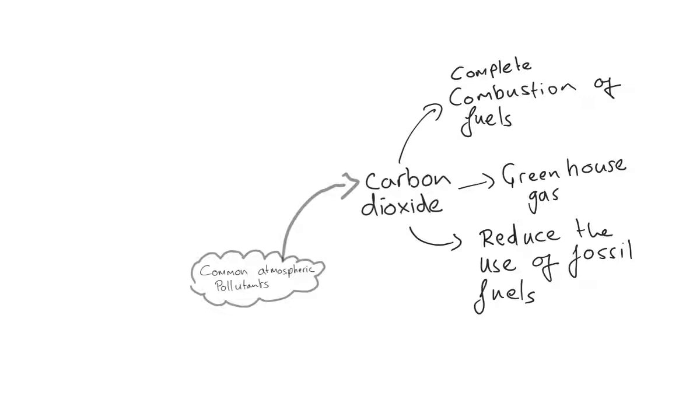On each of these arrows, let's just write what this is. So this is how it's formed on the top arrow. So carbon dioxide is formed by complete combustion. The problem with carbon dioxide, I'll make this arrow a little bit bigger next time, the problem with carbon dioxide is it's a greenhouse gas.